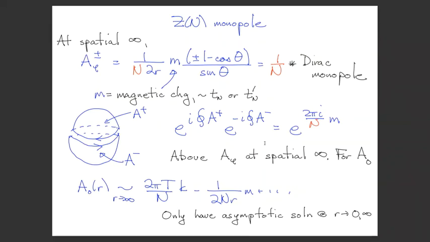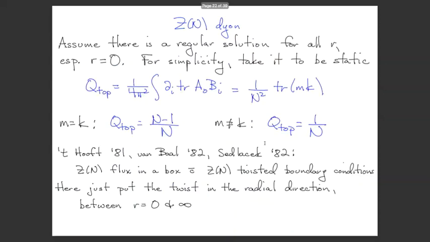You can then calculate that as A naught goes to infinity you have this constant, and then a 1 over R falloff, etc. Then you compute the topological charge, and you get this expression. Basically, if these two matrices are equal, you get n minus 1 over n. If they're not equal, you get 1 over n. This is similar to what 't Hooft did in a box with Zn twisted boundary conditions, but we're now putting the boundary conditions at infinity.